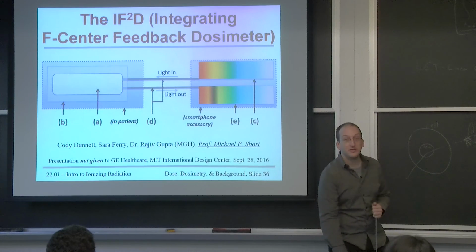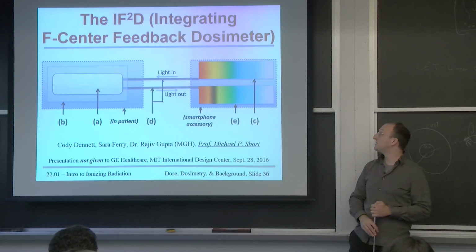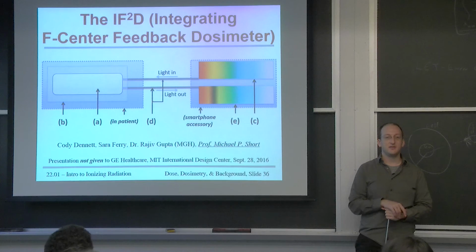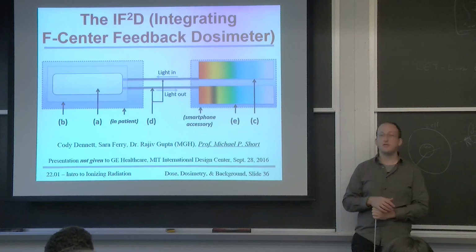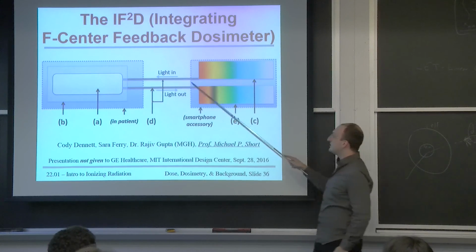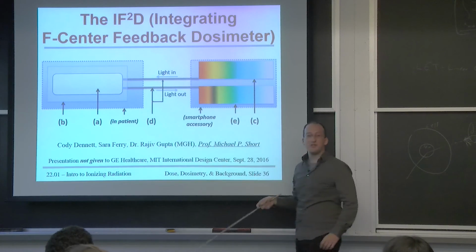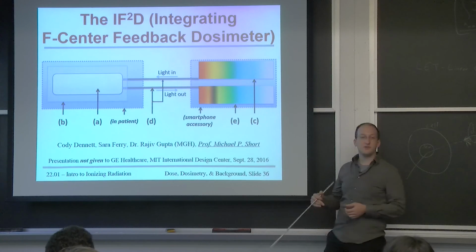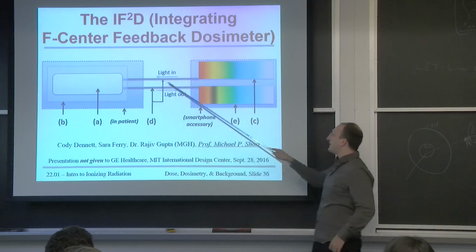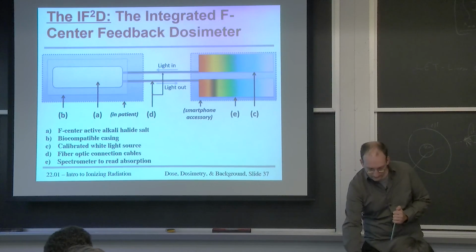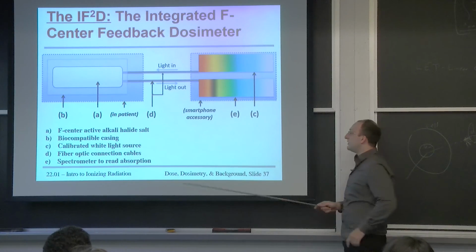So we had another idea that I'll go over in the last minute, what we call the integrating F-center feedback dosimeter. We just got the patent filed on this. Not accepted, but filed with the US Patent Office. It's pretty simple. You send in calibrated light into a little crystal of something that creates these color centers, or F centers. When it's irradiated, look at the light coming out, see what's absorbed, you know how much dose you've received. And so look at these parts.